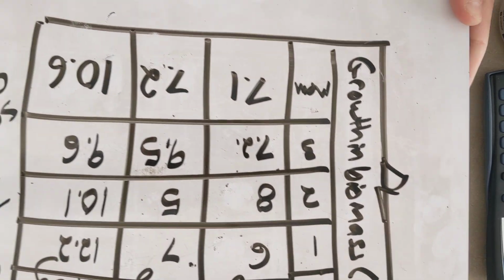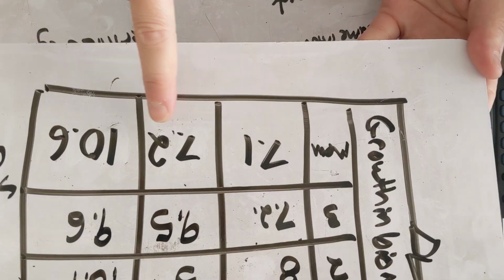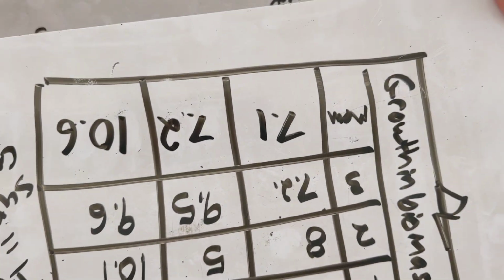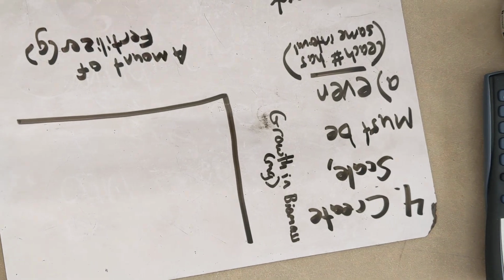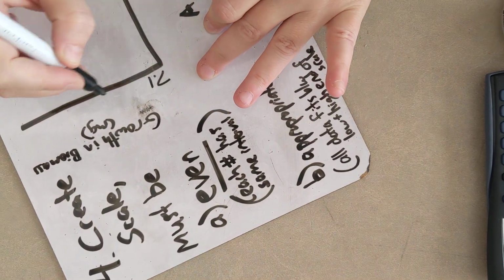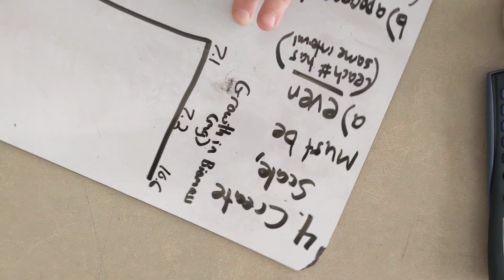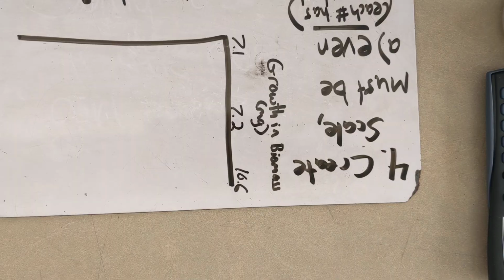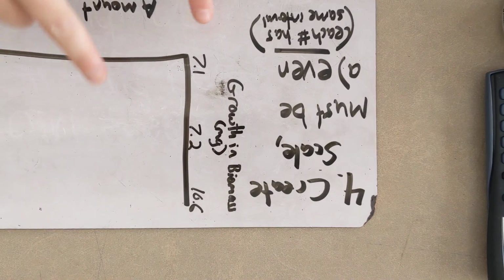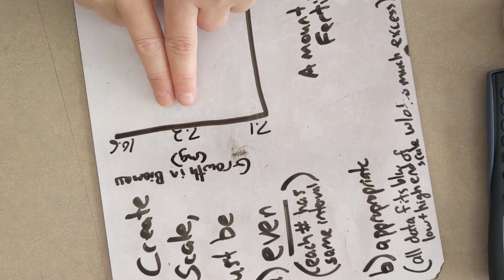This is what I have seen before, right? Let's say we're graphing the mean. So 7.1, 7.2, and 10.6. I have had so many students look at those numbers and say, okay, 7.1, 7.2, and 10.6. And that is my scale done. No! Bad job. Bad student. Because from 7.1 to 7.2 is a difference of only 0.1.